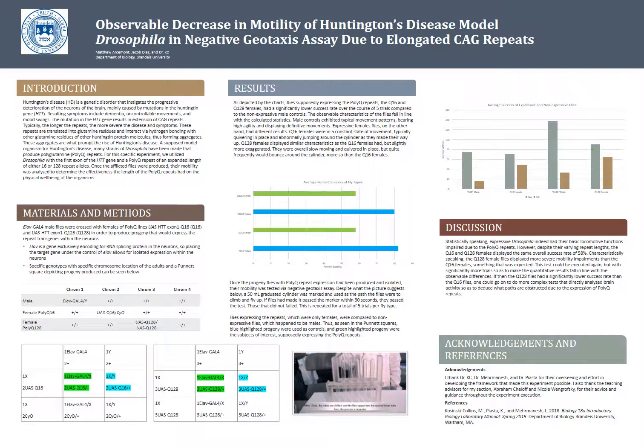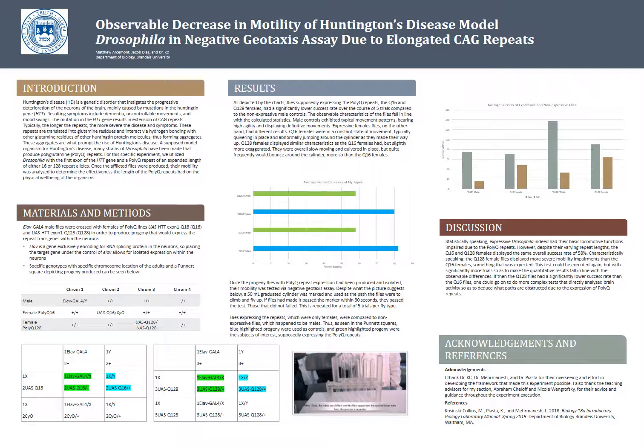It is a genetic disorder which instigates the progressive deterioration of the neurons of the brain and is caused by a mutation in the HTT gene, or Huntington gene. Resulting symptoms include dementia, mood swings, and uncontrollable movements, which is something specifically that we zeroed in on for this experiment. And the mutation in the HTT gene results in elongated CAG repeats, which is just a portion of the HTT gene itself.